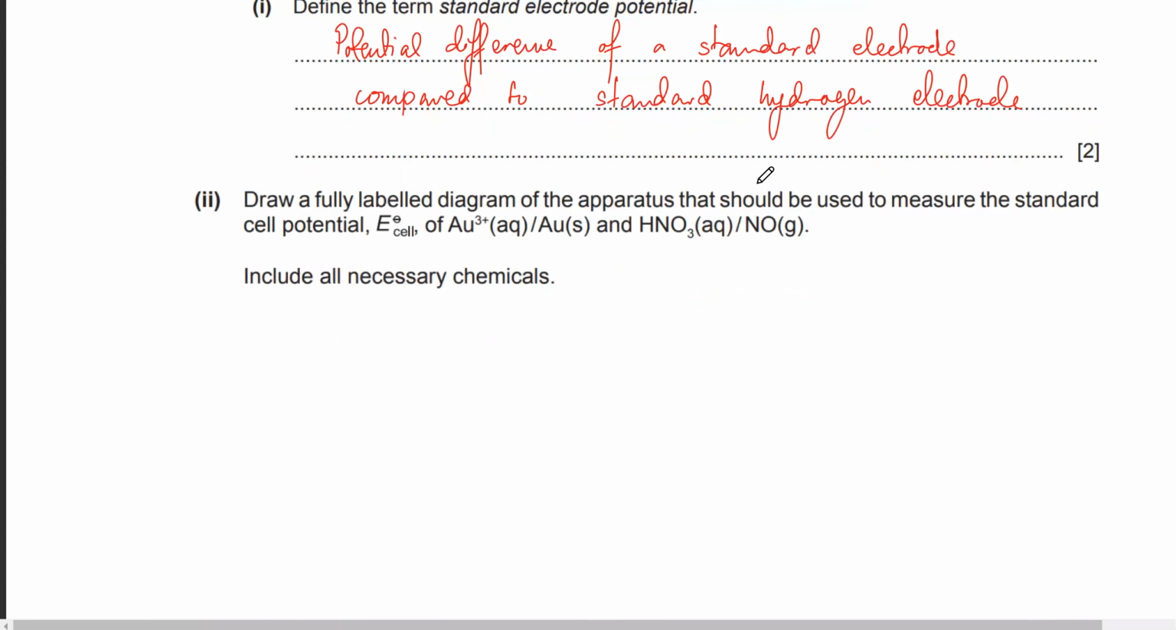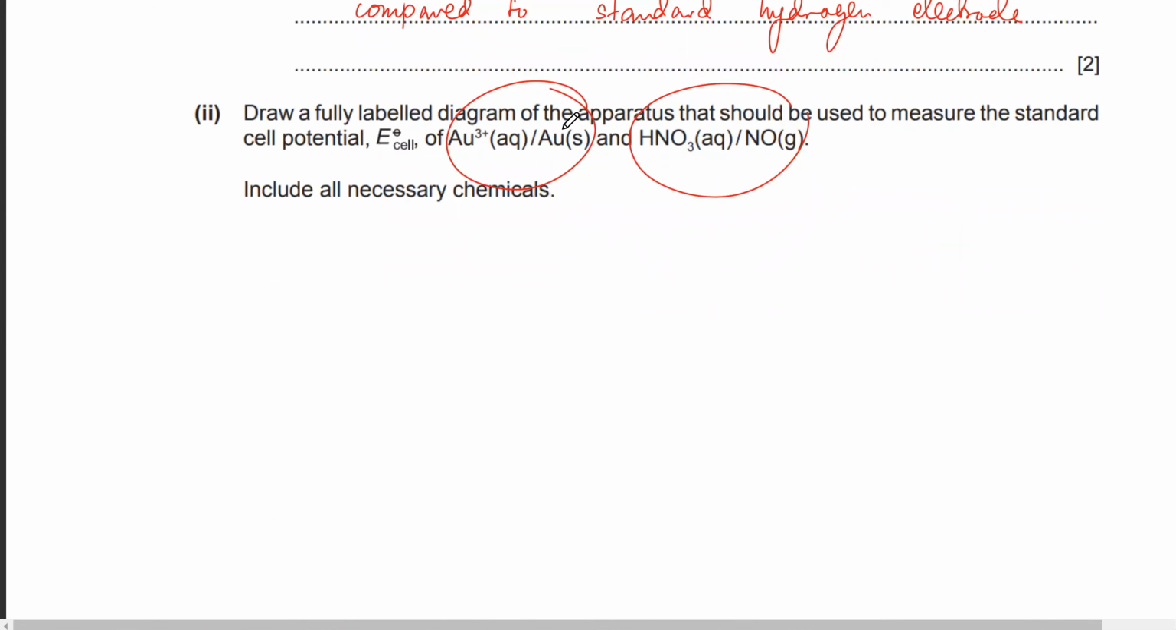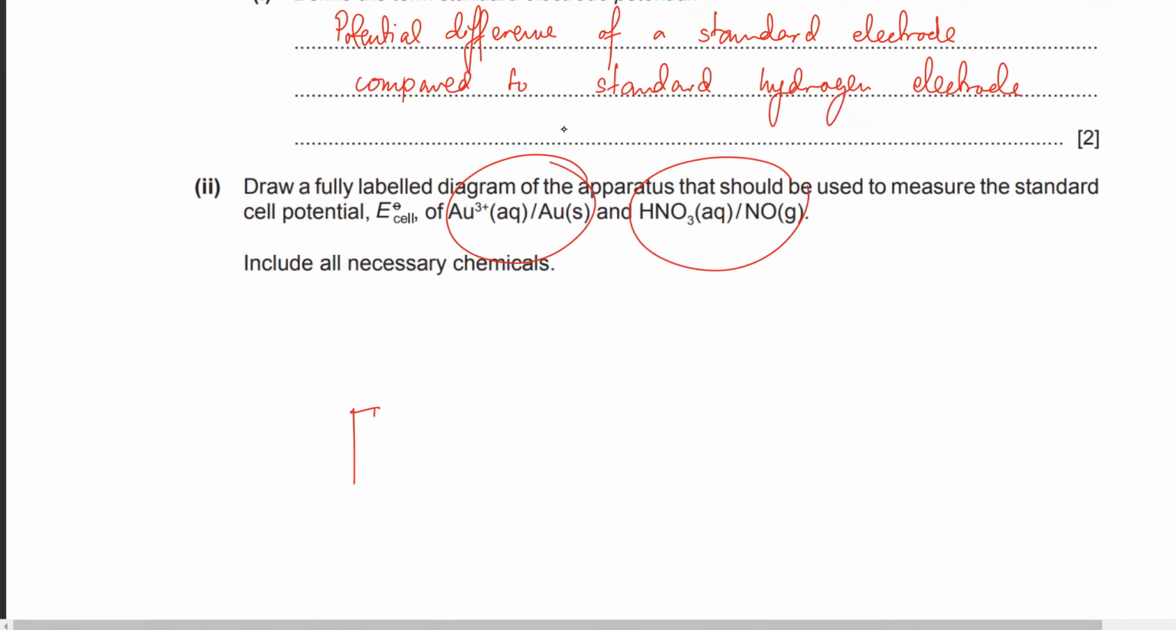Then he's saying draw a fully labeled diagram of the apparatus that should be used to measure the standard cell potential of Au3+/Au and nitric acid/NO. So it's a cell. You've got 2 electrodes. So I'm just going to quickly draw a rough diagram. The first one has a metal in it. So gold is going to be the metal, right? Gold is going to be the metal, and the Au3+ ions are going to be present in the solution.